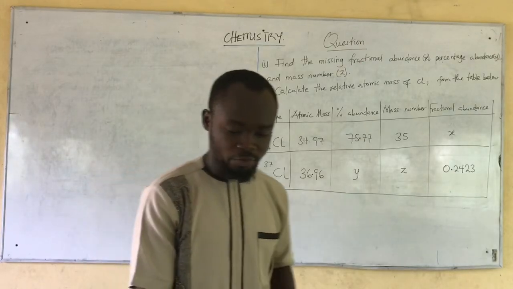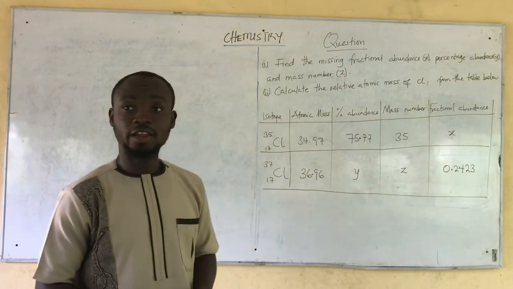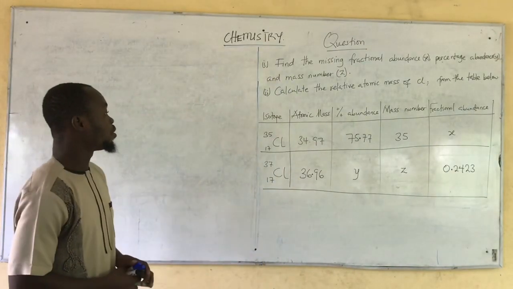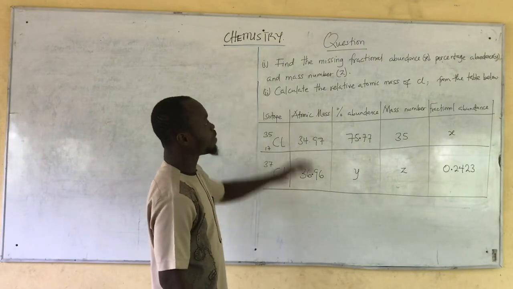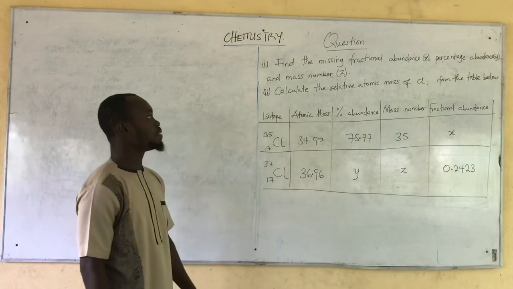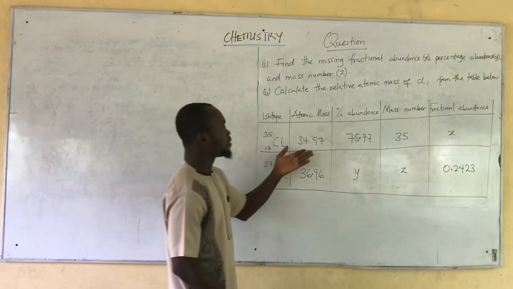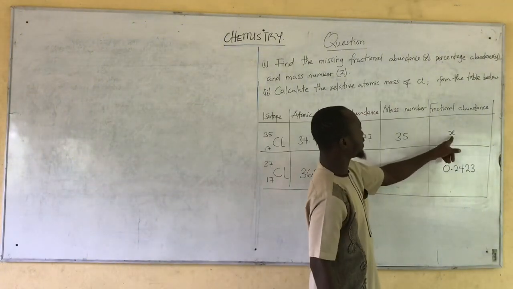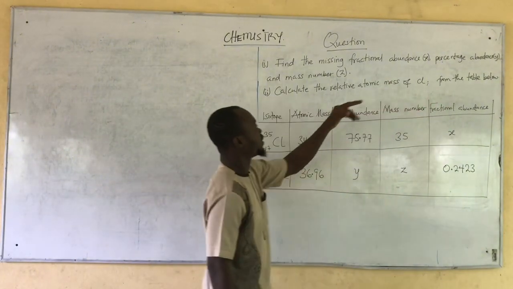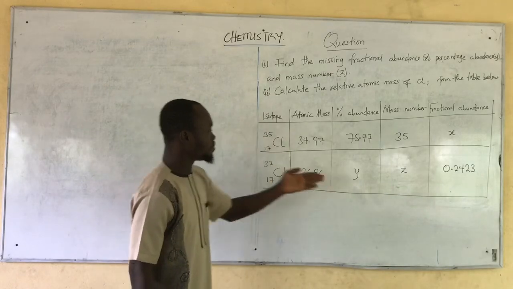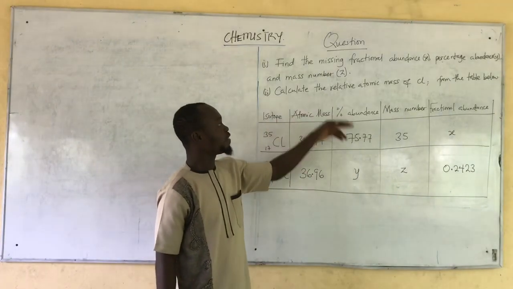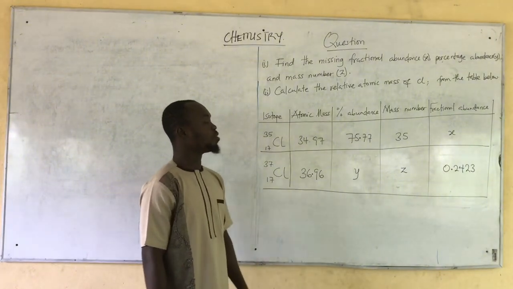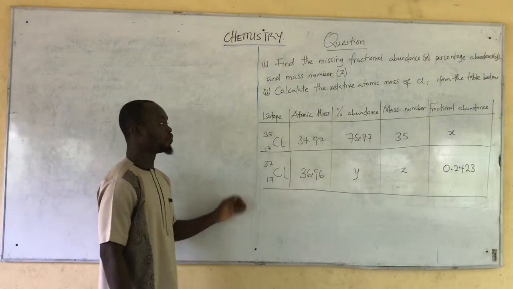So now let's look at a question and then let's go through. From the table below, we have to find (i) the missing fractional abundance, percentage abundance, and mass number. So from the table, the fractional abundance is X to calculate for, the percentage abundance is Y, and then the mass number is Z. And then (ii) calculate the relative atomic mass of chlorine, Cl, from this table below.